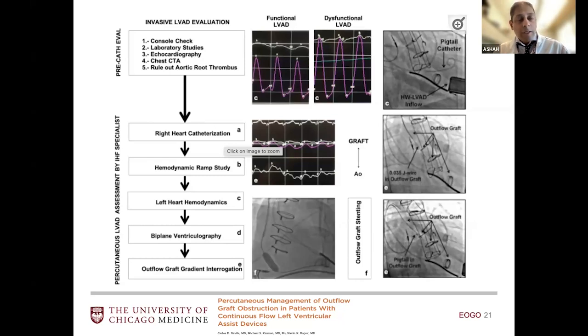Left heart hemodynamics, in terms of measuring pressures in the LV, pressures in the graft and the aorta, are absolutely critical. Biplane ventriculography is very important to help delineate where the potential obstruction is, again, provided that the creatinine for the patient is within normal limits. And then outflow graft gradient interrogation, seeing where the lesion is. And after that, it's kind of the Wild West.